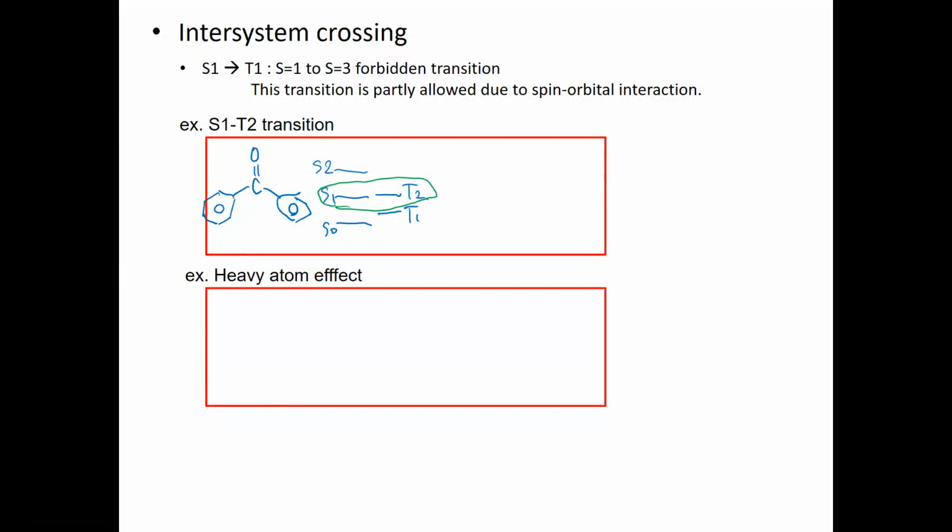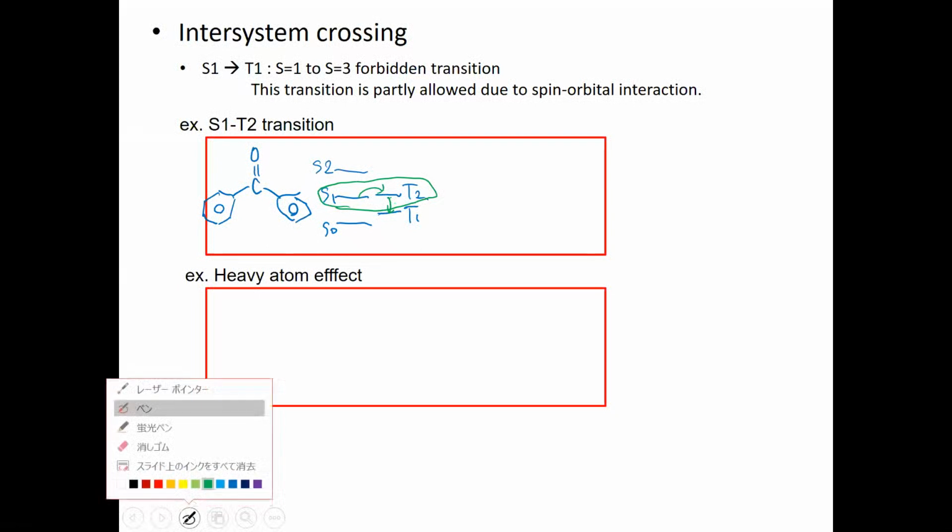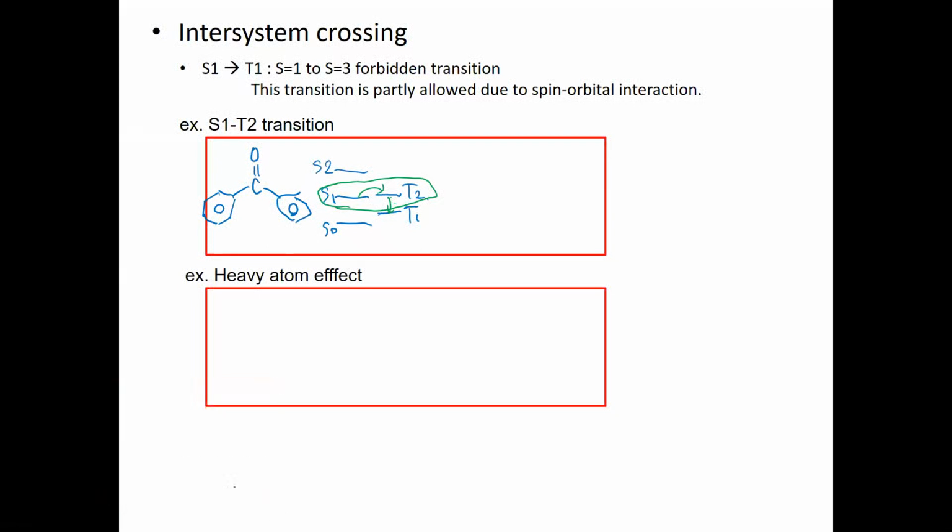So in this case, there's a chance for S1 to change into the T2 and then come to the T1 state. That's why it could have a very high probability of triplet formation. Okay. So why does this happen? Let's think about this.